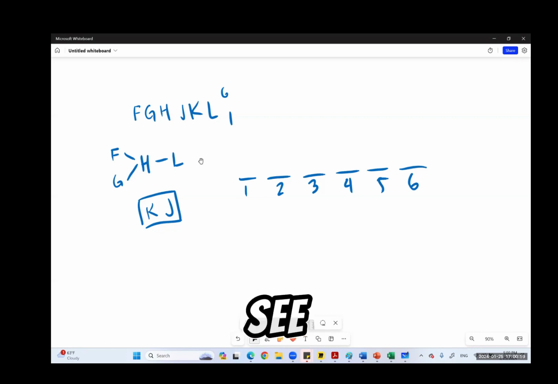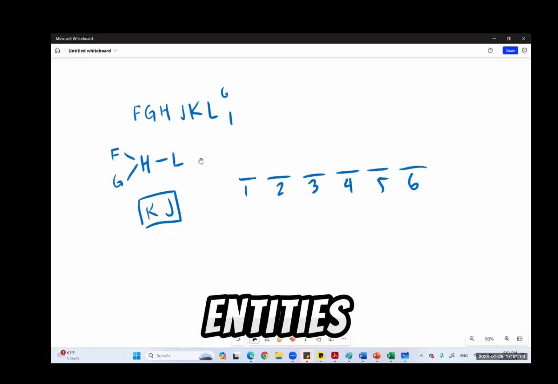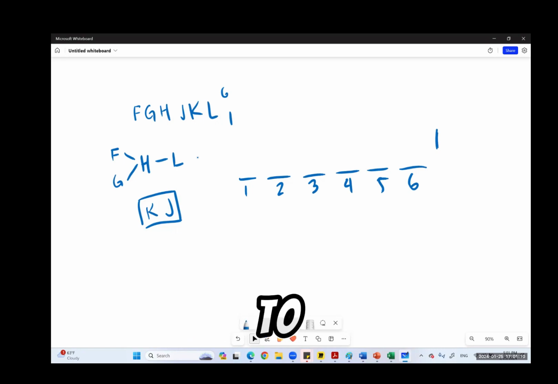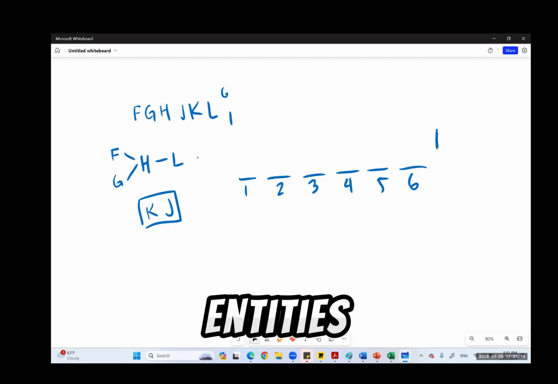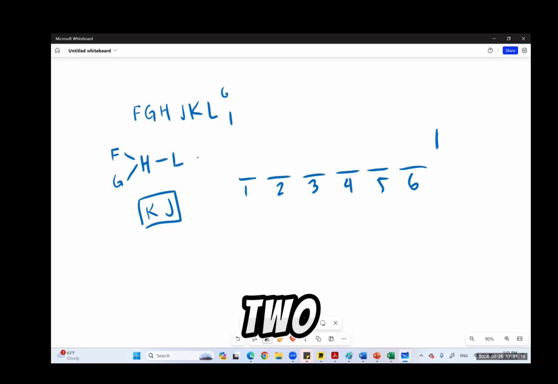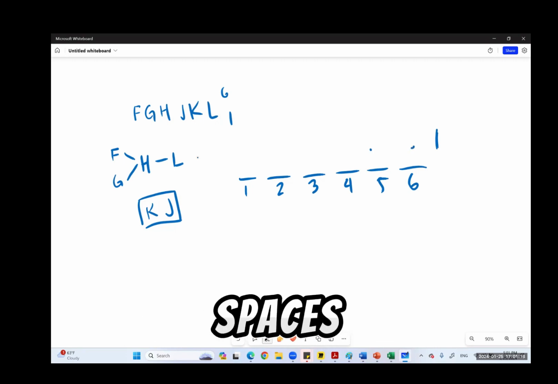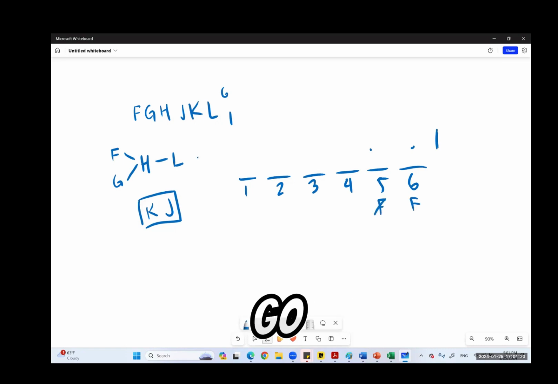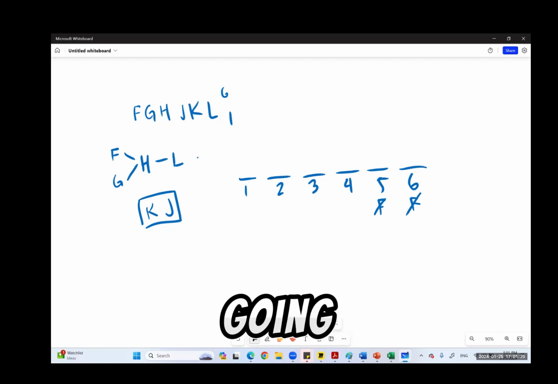So as soon as I see that F has two entities after it, I'm going to count from the right side of the game because H and L are going to the right of F, right? So I need to have enough space to accommodate those entities. And I'm just going to simply count these two spaces, okay? One space, two spaces. Okay, so F cannot go in either of these, right? So notice how I'm not testing out F going into 4. I'm not testing out F going into 5.